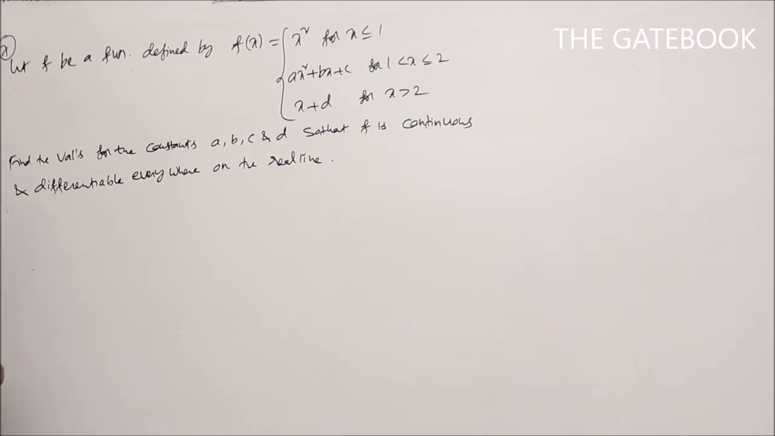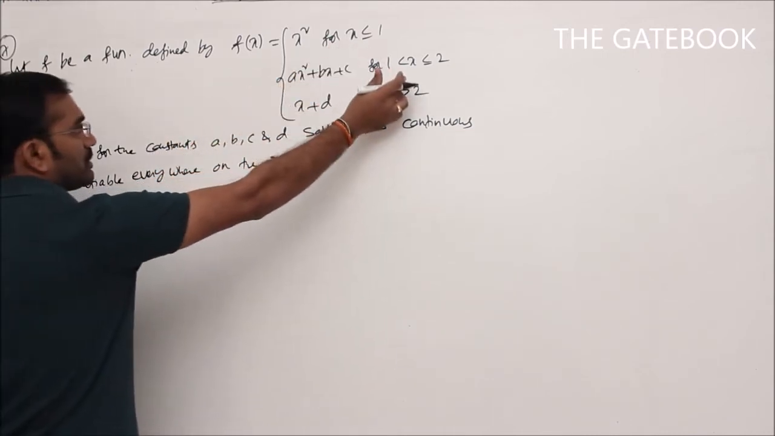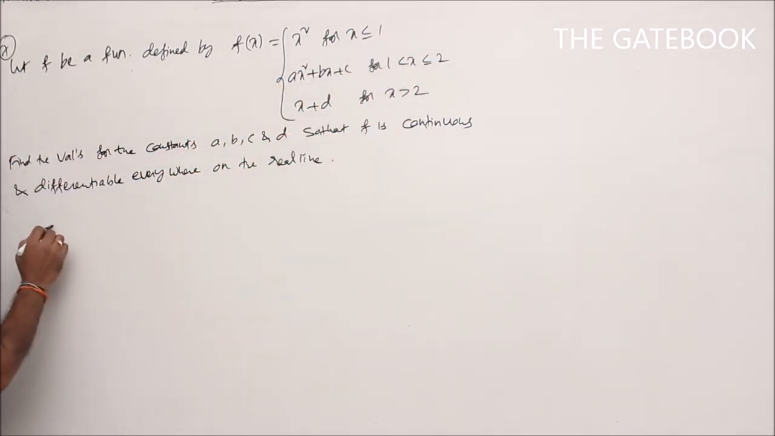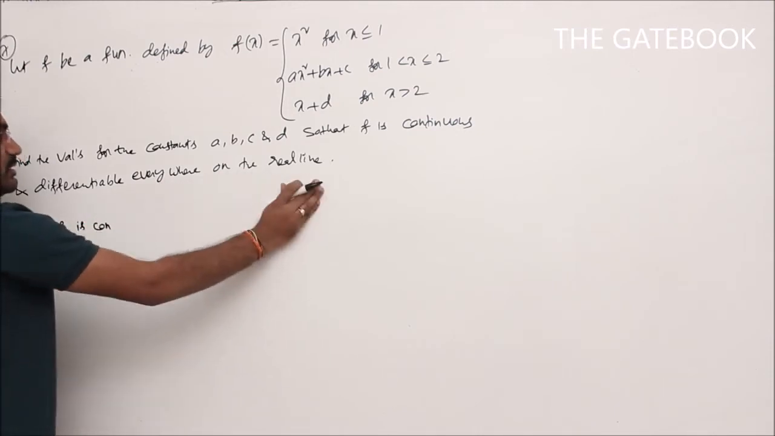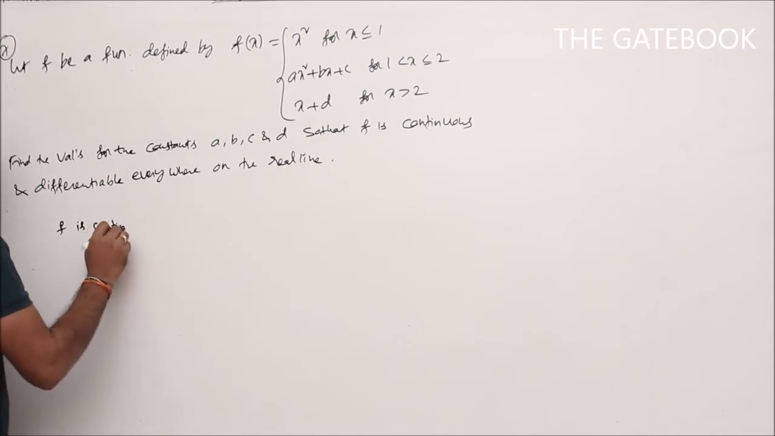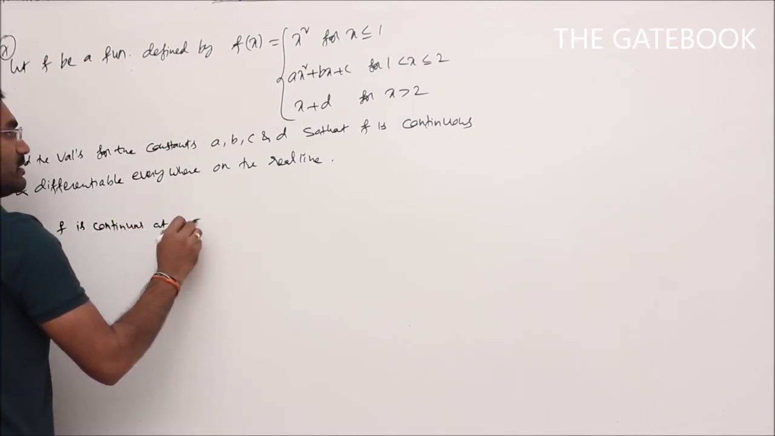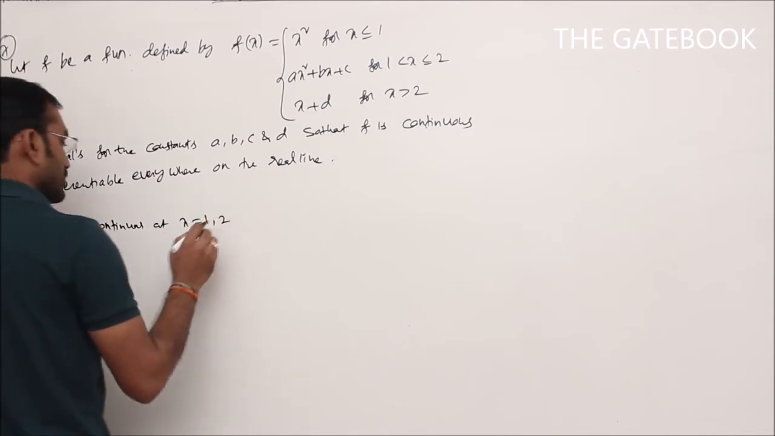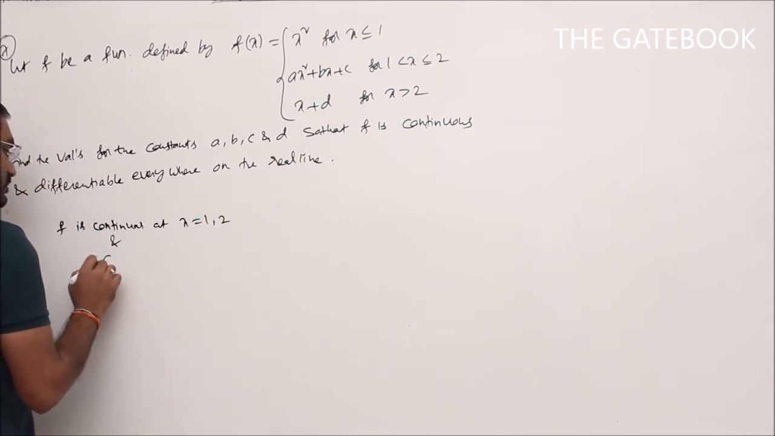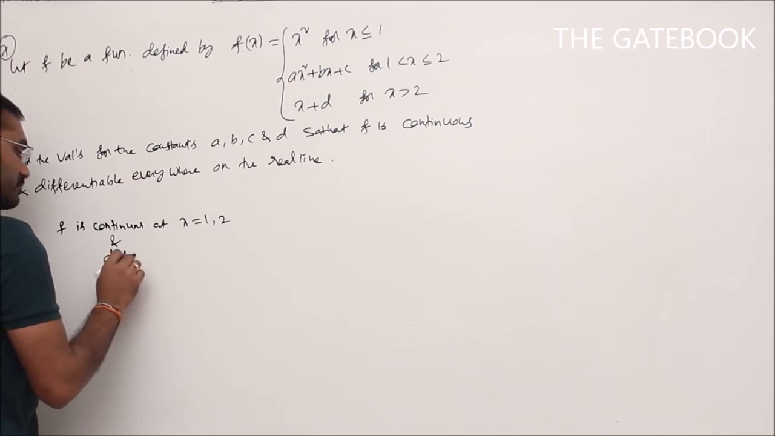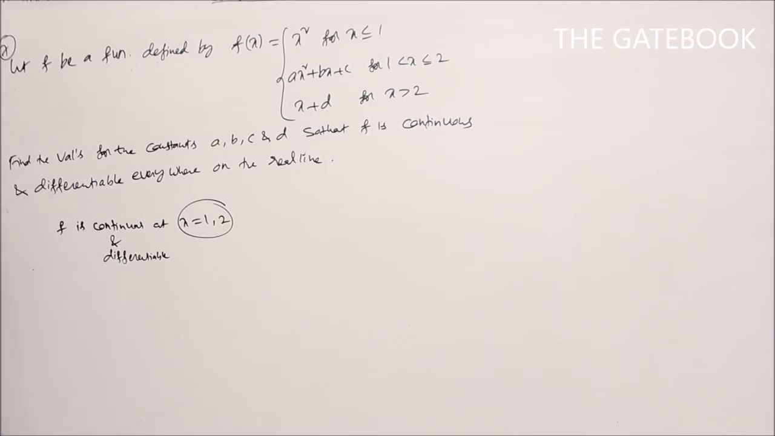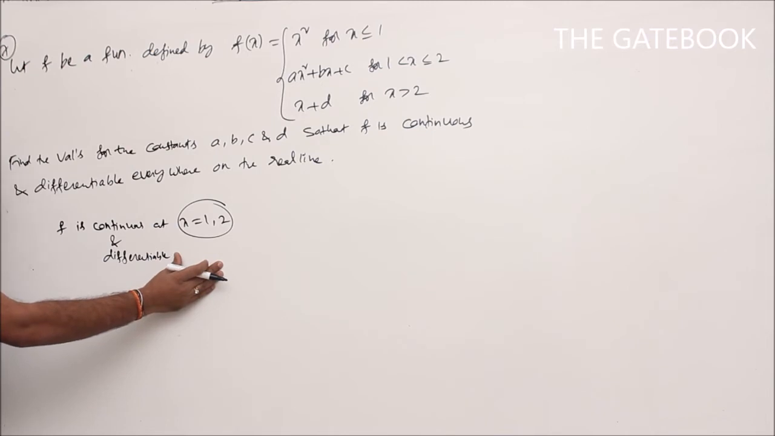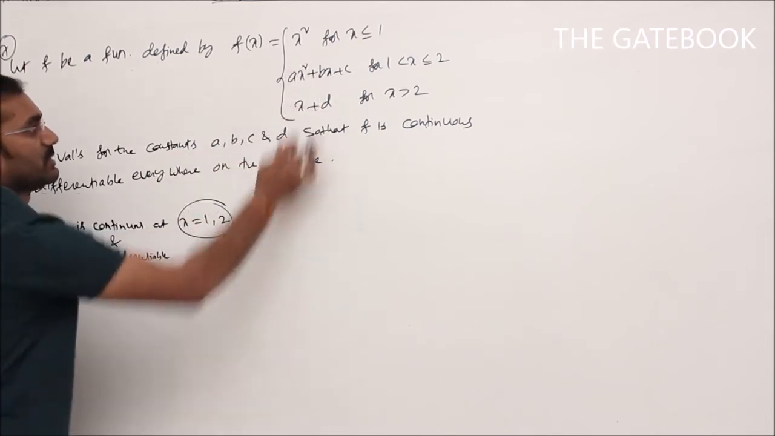So it is continuous at x is equal to 1 and 2. Here critical points are 1 and 2. F is continuous everywhere on the real line means definitely f is continuous at x is equal to 1, 2, and also differentiable, continuous and differentiable at x is equal to 1, 2. So apply that definition of continuity and differentiability at x is equal to 1, 2 so that we can find values of unknowns a, b, c, d.